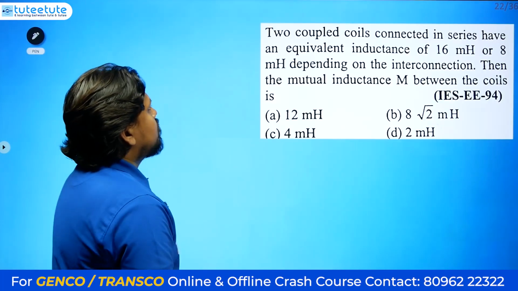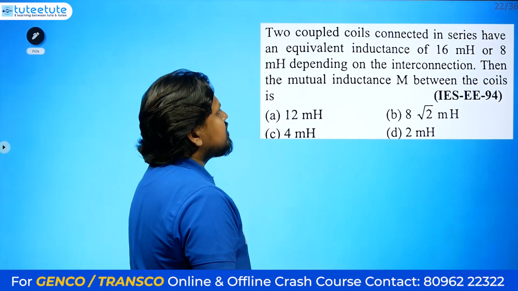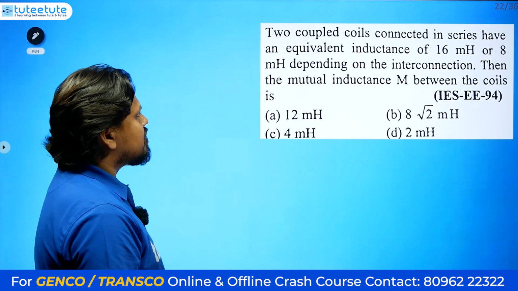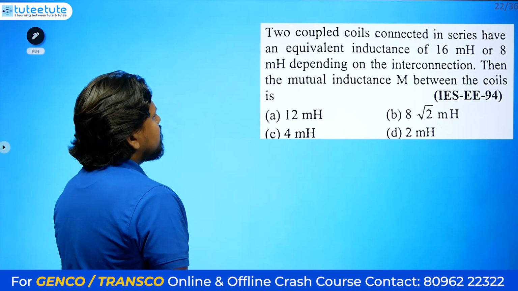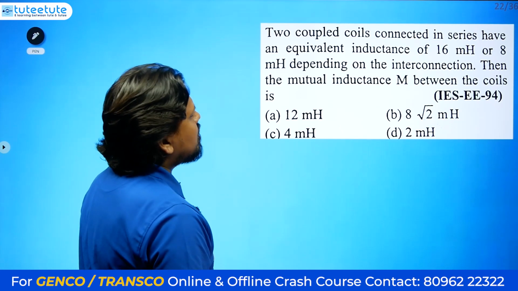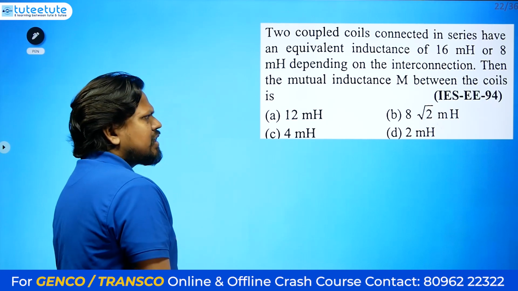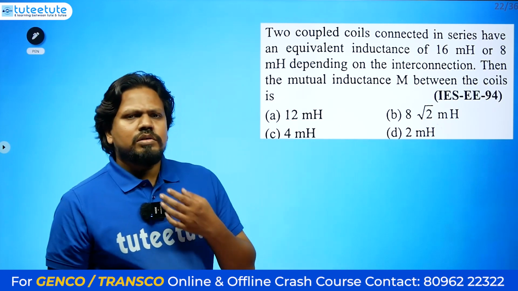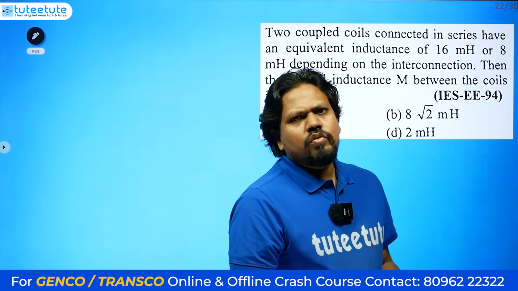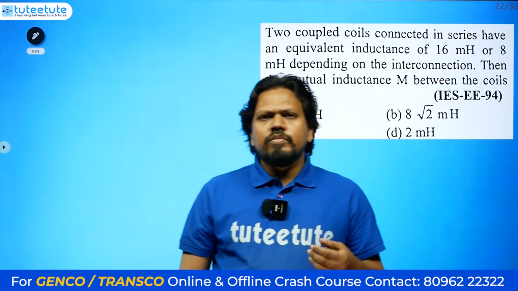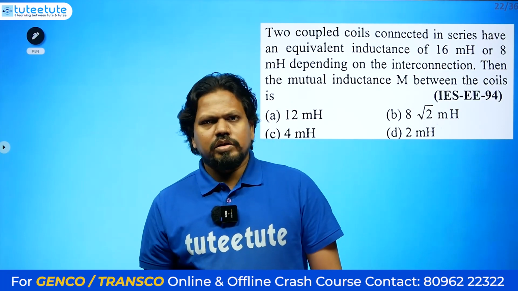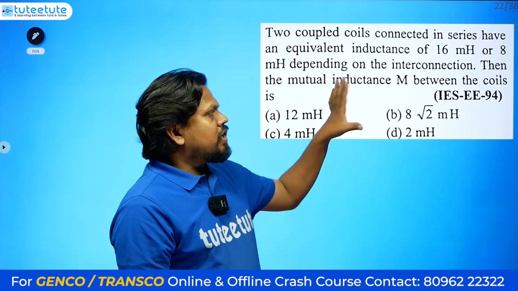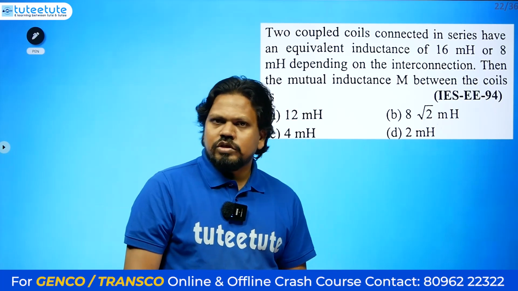Okay, next one: two coupled coils connected in series have an equivalent inductance of 16 millihenry or 8 millihenry depending on the interconnection. Then the mutual inductance M between the coils is? Directly we need to answer, but whenever you read the question, immediately you need to get the point in that. This kind of question you should have practiced before, then you will not get confused, and immediately you will answer.